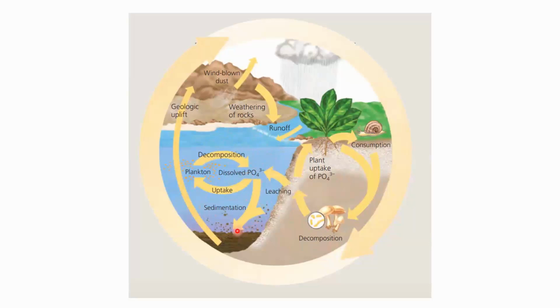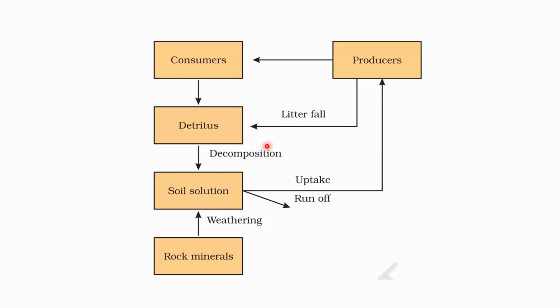So this phosphate may undergo sedimentation also. Then by the process of geologic uplift or wind-blown dust, these phosphates are released into the atmosphere, although the percentage of this process is quite less. So firstly, the weathering of rocks releases the phosphate into the water through the runoff, and the phosphate from the soil also comes to the water. So this is a simple basic cycle of the phosphorus, which is easy to understand.